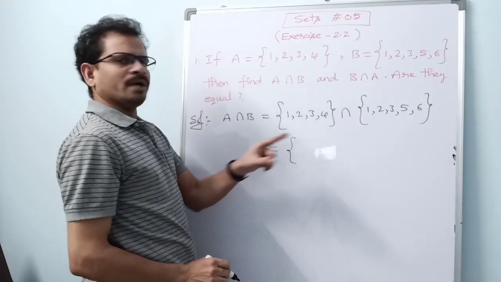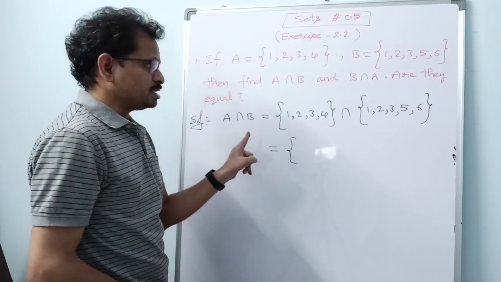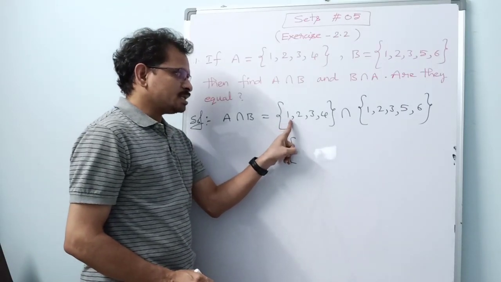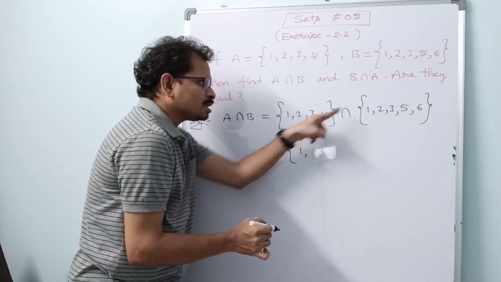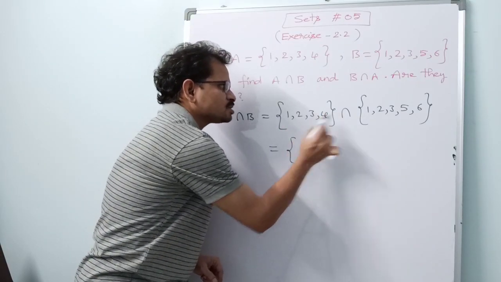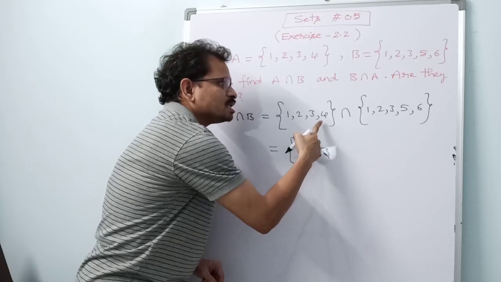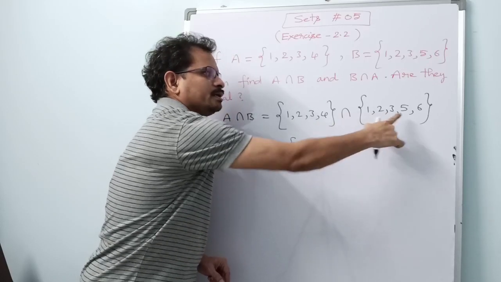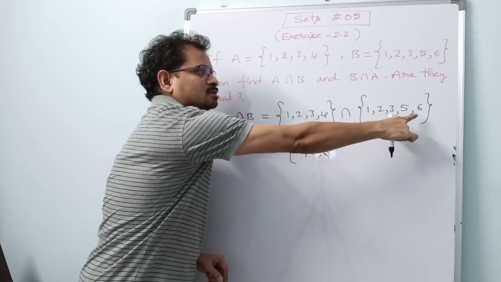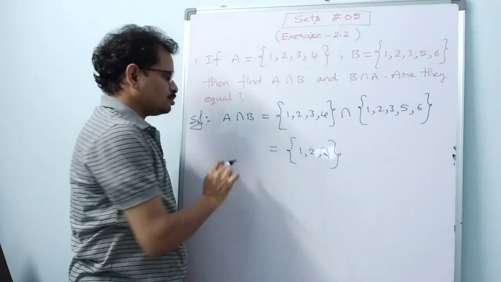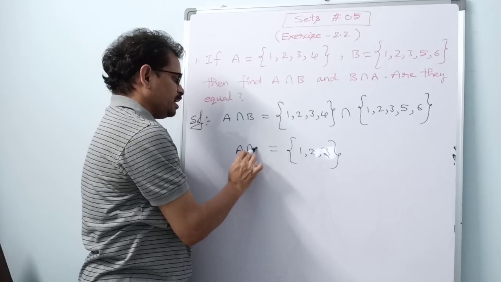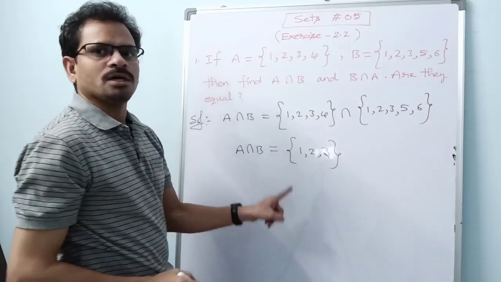Let us check now. We have to check common elements in both the sets. So 1 is common, yes, here it is there, here it is there. 2 is common. Yes. 3 is common. Yes. 4 is common? No. 5 is common? No. 6 is common? No. So what are the elements which are common here? Only 1, 2, 3. So A intersection B equals {1, 2, 3}.